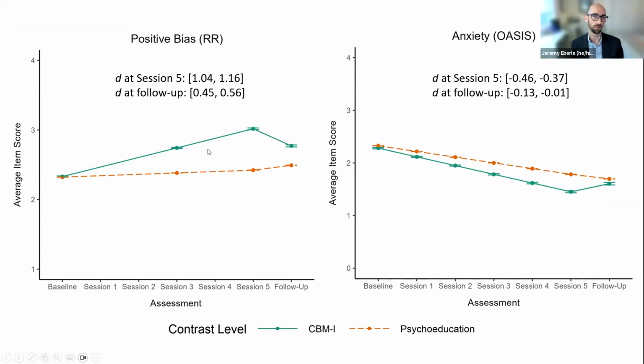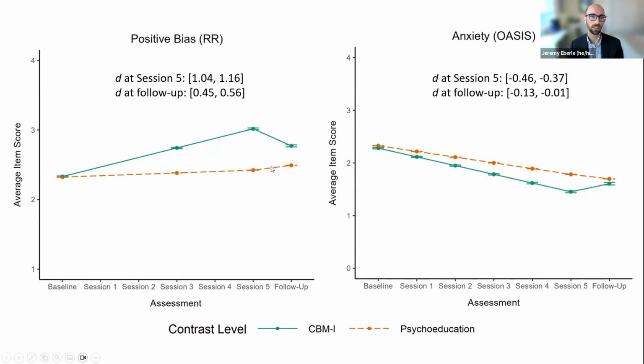As you can see, the CBMI group is improving at a significantly greater rate than the psychoeducation group, although both groups did significantly improve. The CBMI group's slope during this treatment phase from baseline to session 5 was significantly greater than that for psychoeducation, leading the between-groups effect size at session 5 to be about 1. So this was a large effect size for the mean levels of the outcome at session 5.